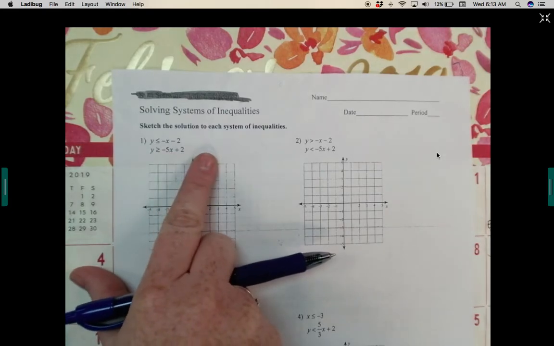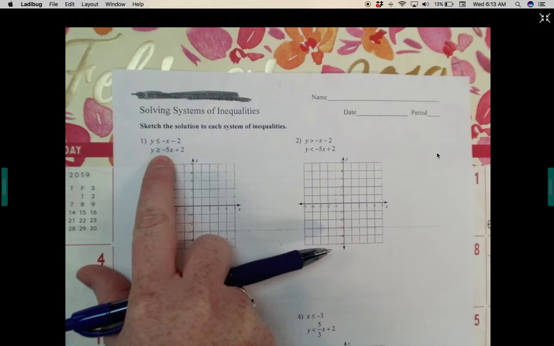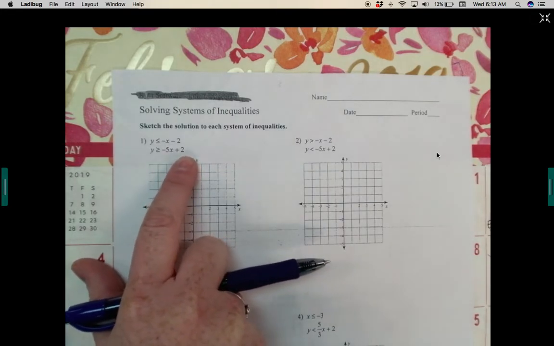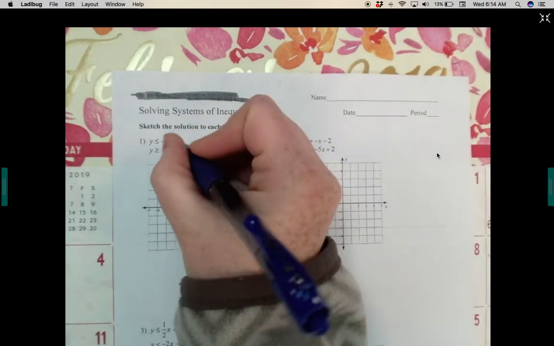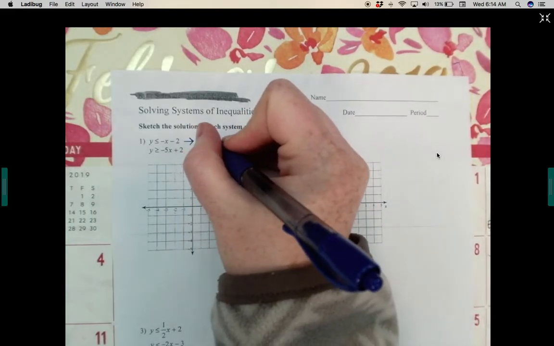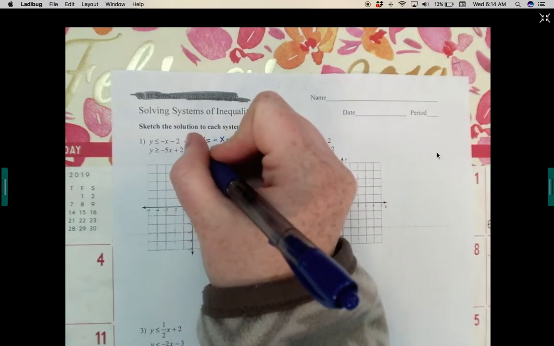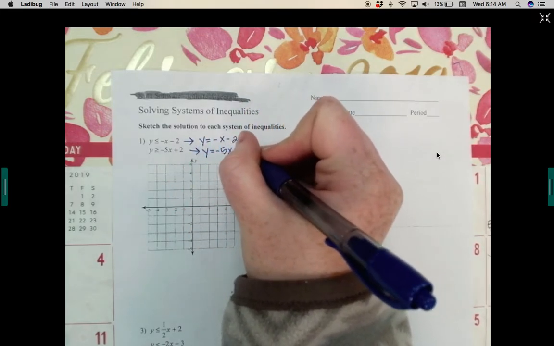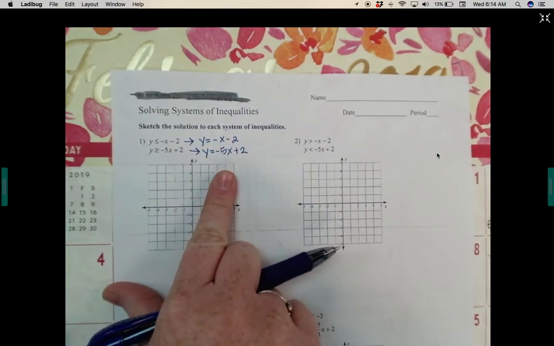So I have y is less than or equal to negative x minus 2, and I have y is greater than or equal to negative 5x plus 2. The first thing that we want to do is rewrite them as equations. So this one as an equation is y equals negative x minus 2 and y equals negative 5x plus 2. I'm going to graph my first one and my second one, but graph them as inequalities.